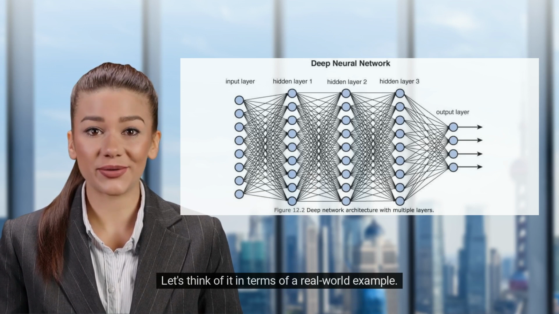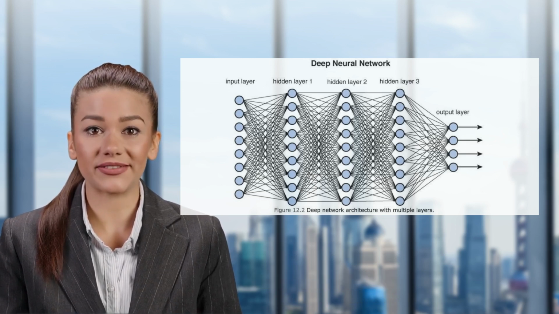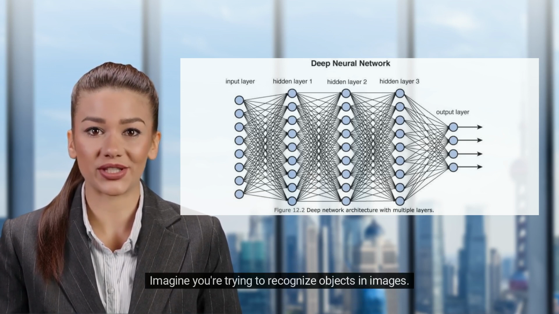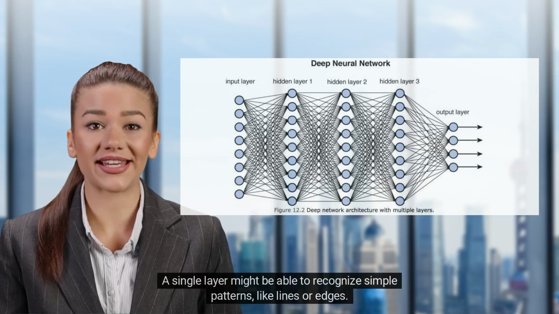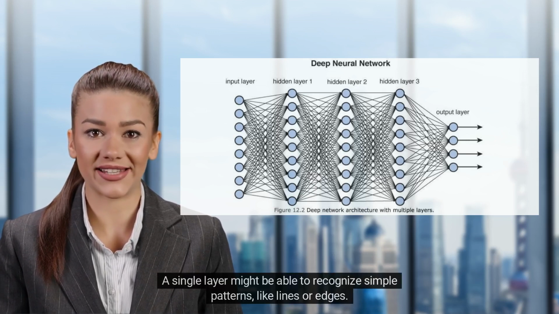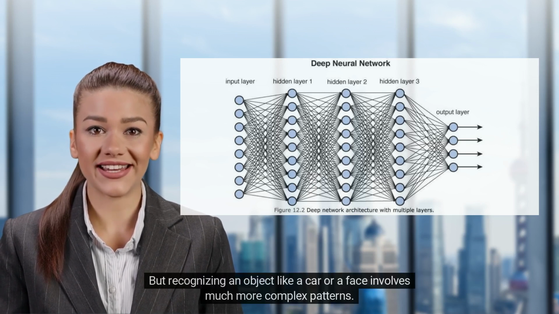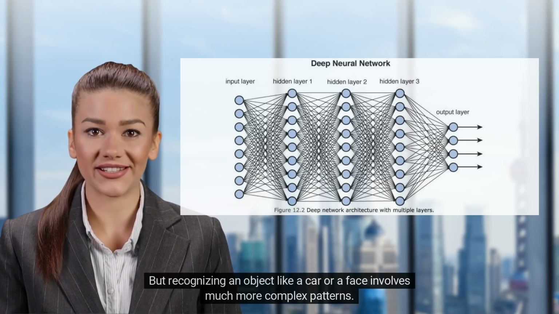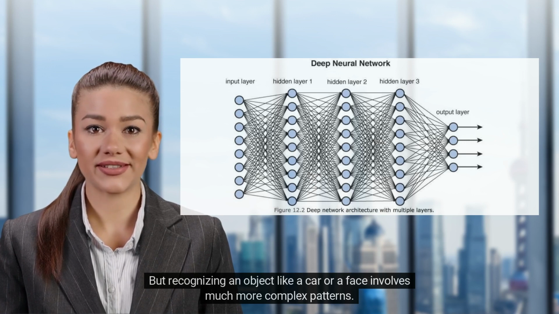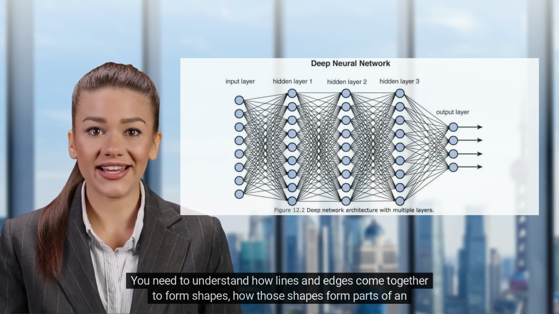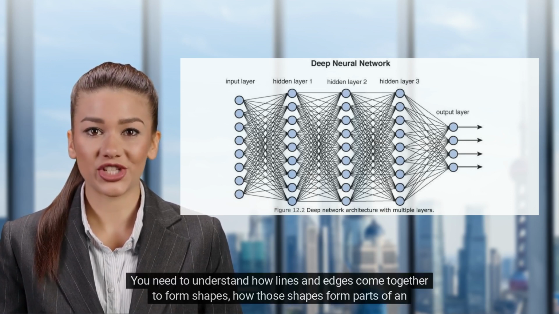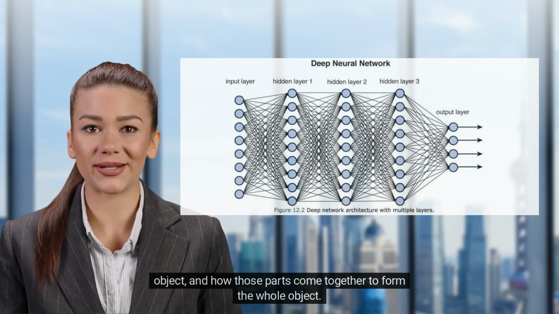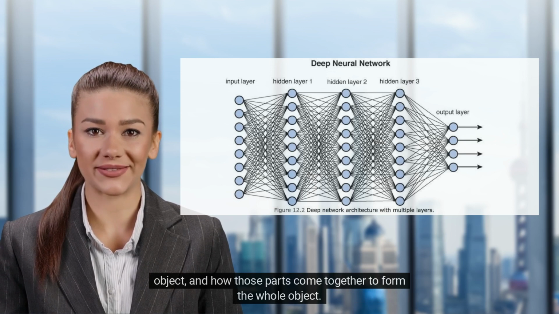Let's think of it in terms of a real-world example. Imagine you're trying to recognize objects in images. A single layer might be able to recognize simple patterns, like lines or edges. But recognizing an object like a car or a face involves much more complex patterns. You need to understand how lines and edges come together to form shapes, how those shapes form parts of an object, and how those parts come together to form the whole object.